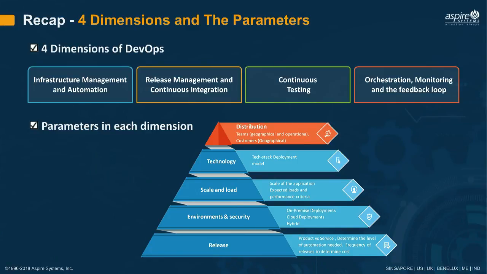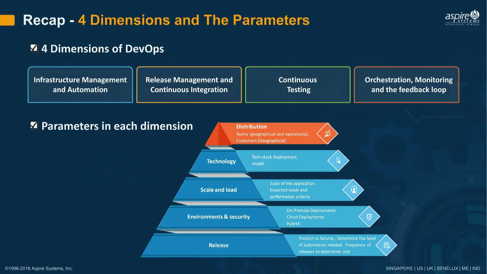These characteristics are determined by 5 different categories of parameters, and this is purely based on our experience with all of our customers. We do projects for a lot of our customers, and we've executed at least 200 DevOps projects.